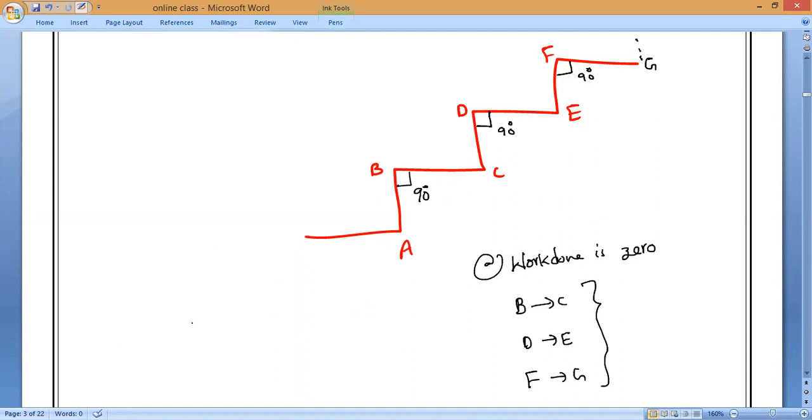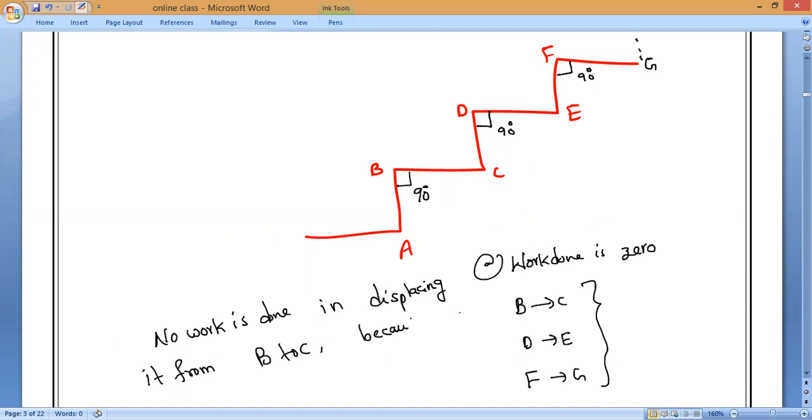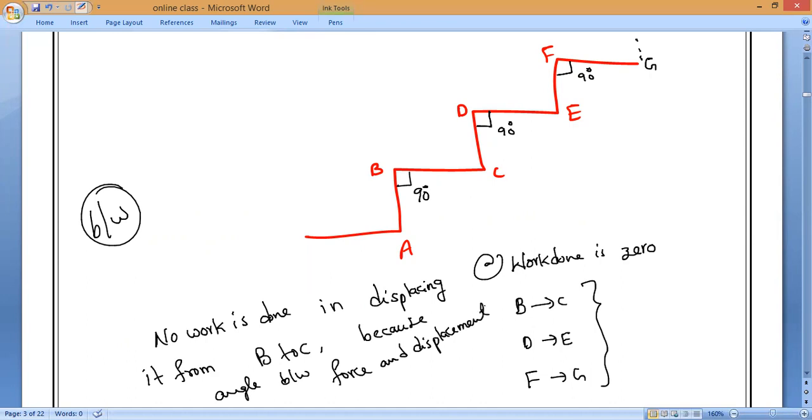So what is the reason? No work is done in displacing it from B to C because the angle between force and displacement, please remember, is 90 degrees. So that is why work done is 0. Okay, all of you clear?